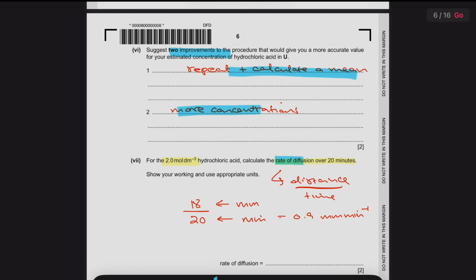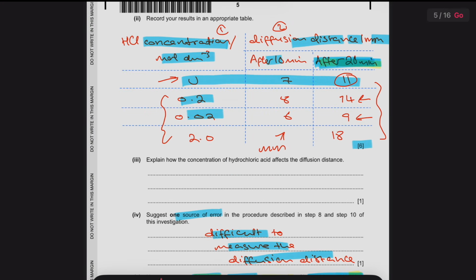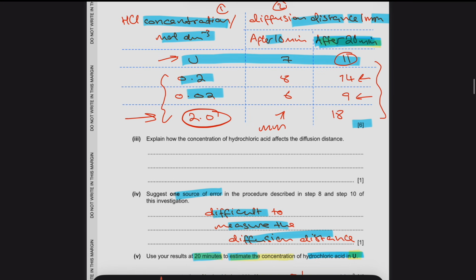Then it asked us to calculate the rate of diffusion over 20 minutes for the 2 moles per decimeter cubed hydrochloric acid. This is our 2 moles. I've just randomly put this in for the sake of this calculation question, but ideally when you're making your tables, try to make it so that there's a trend. So for example, concentrations, you can do them in decreasing concentrations or increasing. So this 2, ideally I put it up here rather than down here, but this is just for the sake of explaining.